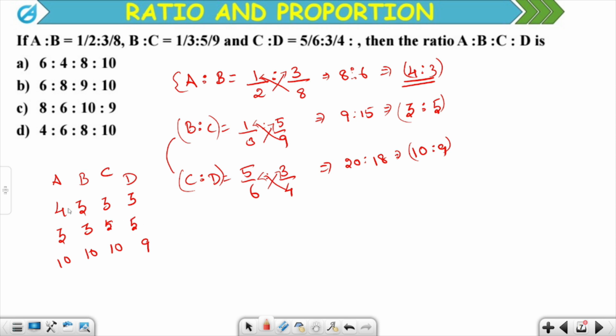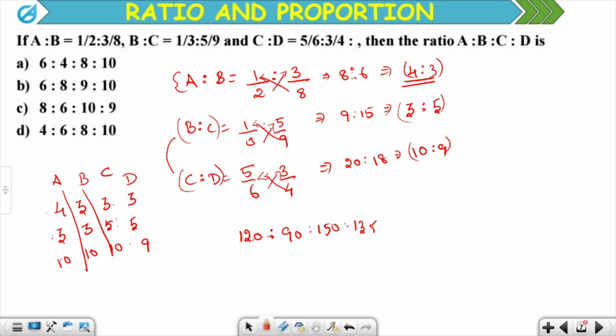Now what I have to do? I have to multiply all those things. So 10 threes are 30. 30 into 4, 120. Okay, this 2. Next, 3 into 3, 9. 9 into 10, 90. Yes. So next one, 5 threes are 15. 15 into 10, 150. Next one, 5 threes are 15. 15 into 9, 135.